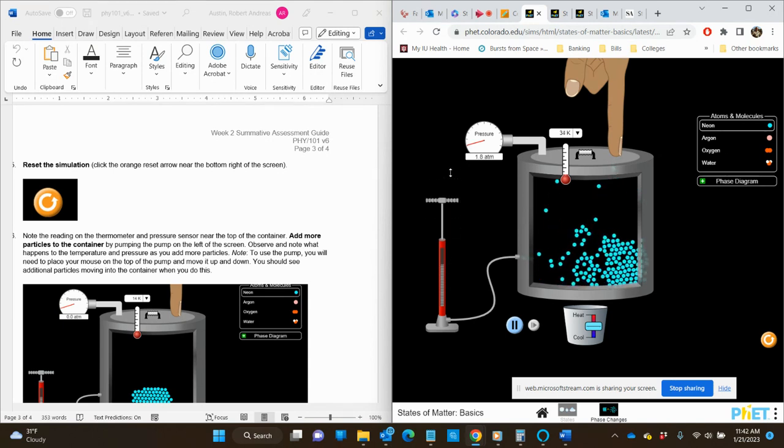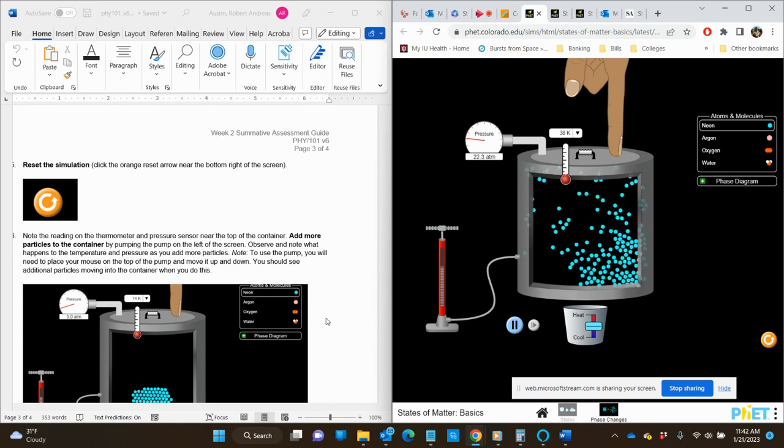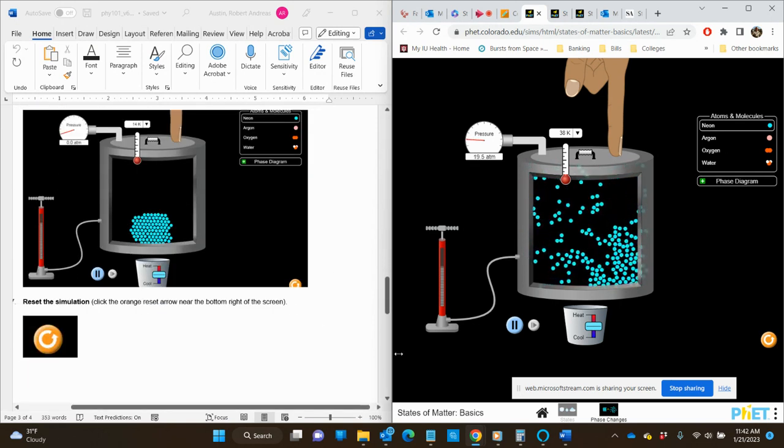I'm not going to tell you what, and make a note when it starts changing and what's happening inside the container as you add more particles. Obviously, you're seeing more particles, but other things are happening, right? So report what you're seeing.